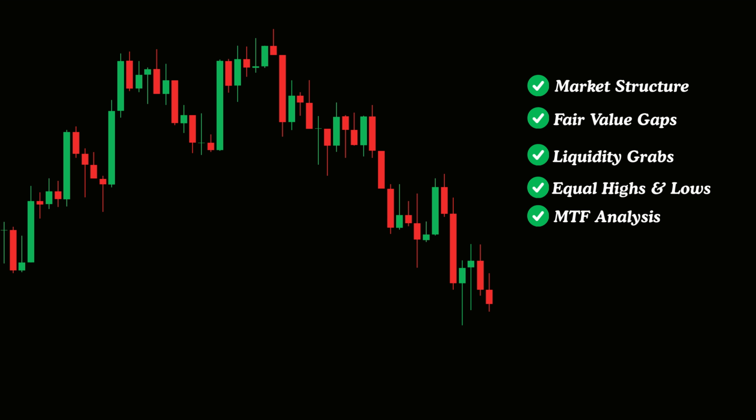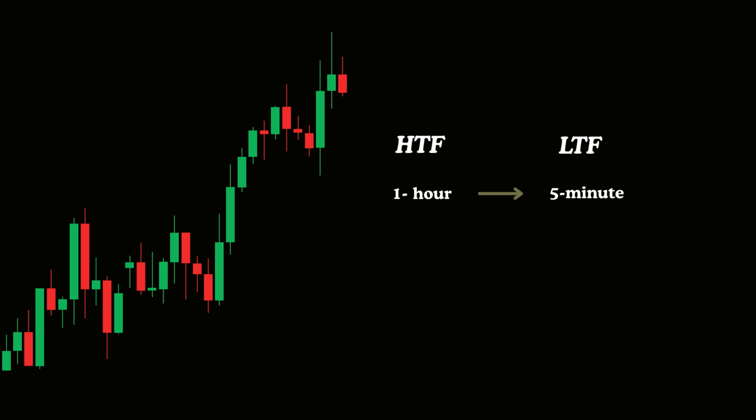Our suggested combination is the 1 hour and 5 minute time frames, though other combinations may also work. Just keep in mind that your entry time frame should be at least 2 levels lower than your analysis time frame. On the higher time frame, the first task is to confirm market direction. You can do this by applying market structure principles.